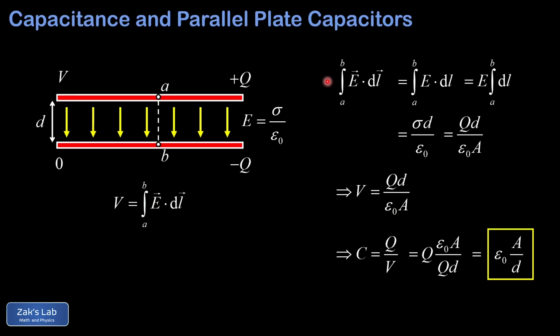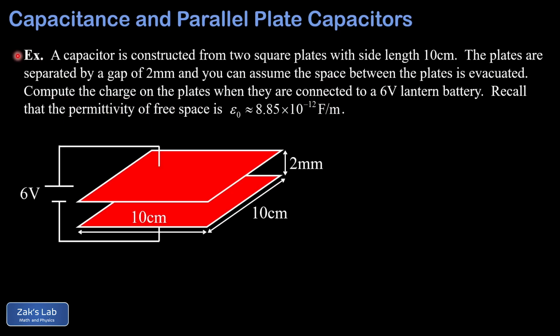Finally, we're going to wrap things up with a simple example. So in our example, we're told that we have a capacitor constructed from two square plates, 10 centimeters on a side. These plates are separated by a gap of 2 millimeters, and we can assume the space in between them is evacuated, so we're not worried about a dielectric present between the plates. And what we're asked for here is the charge on the plates when they're connected to a 6-volt lantern battery. We're reminded that the permittivity of free space is about 8.85 times 10 to the negative 12 farads per meter.